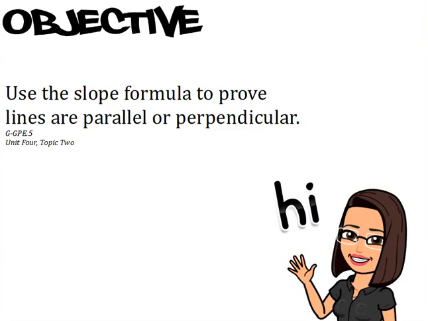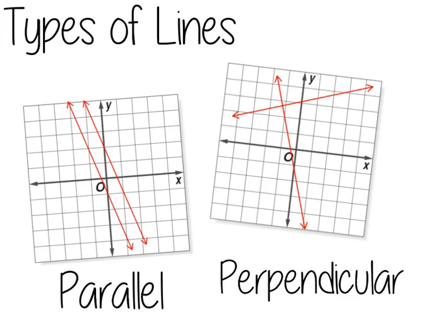In this video, we will use the slope formula to prove that lines are parallel or perpendicular. Remember that parallel lines are lines that never intersect. The lines on the left are parallel. Remember that perpendicular lines intersect to form a 90-degree or right angle. The lines on the right are perpendicular.